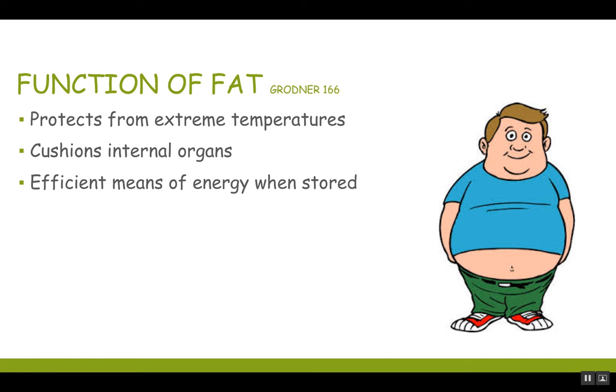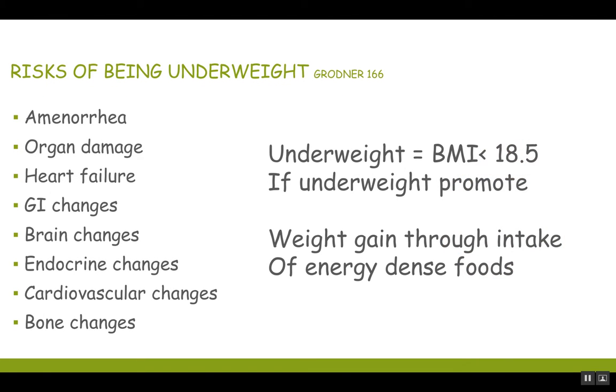Now, I mentioned that being underweight can also have problems. So people who are underweight, who have a BMI that's less than 18, can have things, especially women. They can have amenorrhea, or that means an absence of menstrual cycles. You can have organ problems with that, heart failure, your GI tract will change, your mentation will change, so your brain, hormonal changes in your body, cardiovascular, bone changes. So there's a lot of things that can happen with somebody who is also underweight.